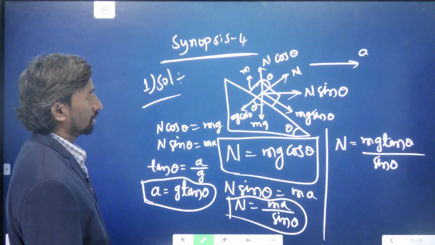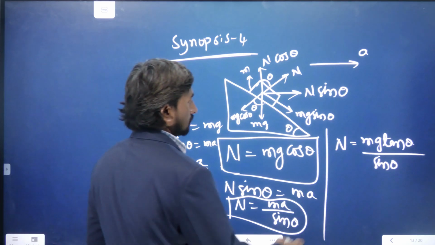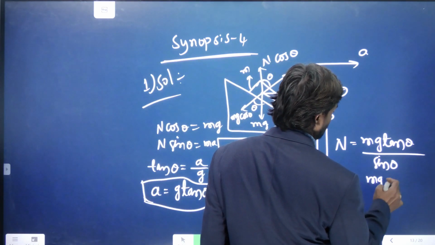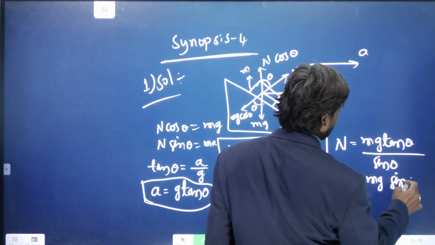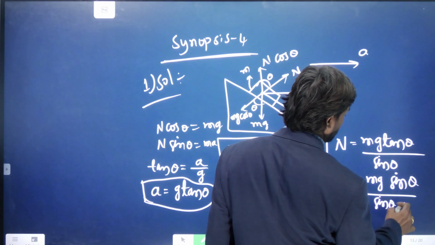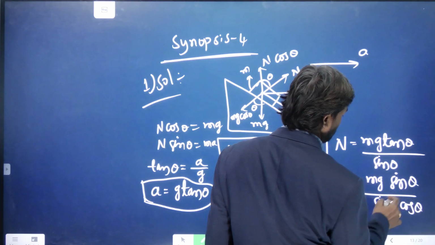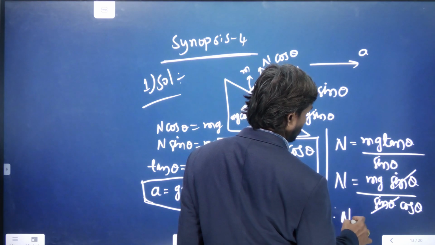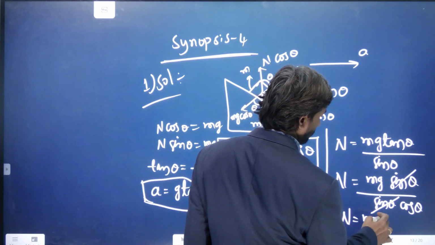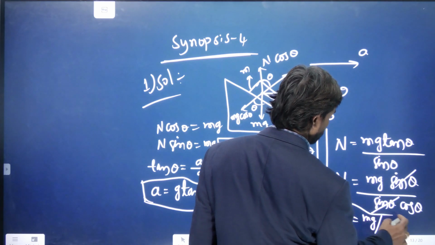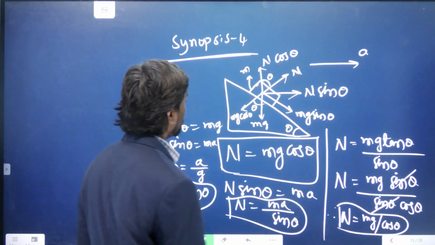So now N is equal to mg sin theta by sin theta into cos theta. Okay, now this sin theta will be cancelled. Therefore the normal reaction is mg by cos theta.